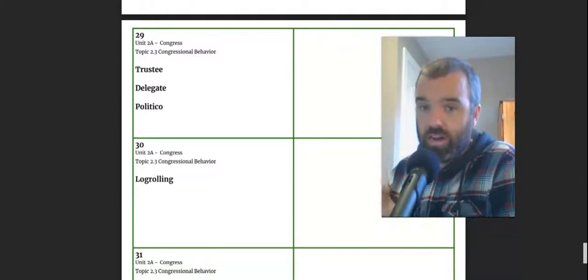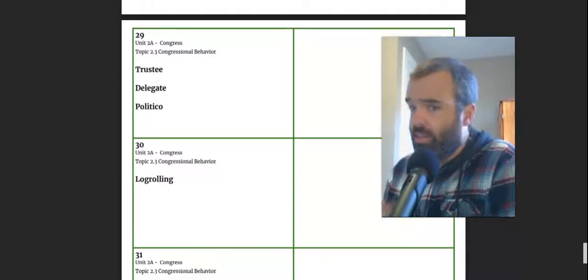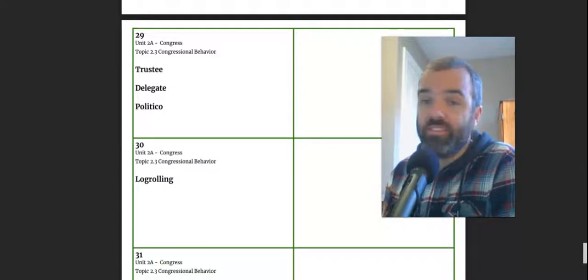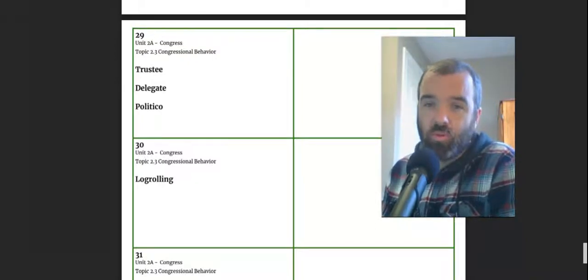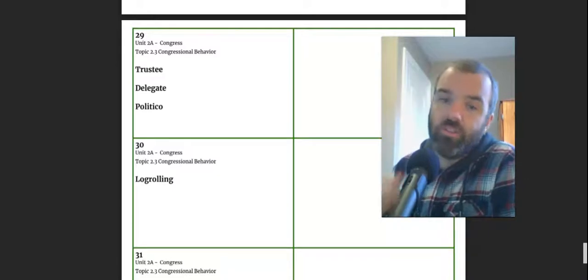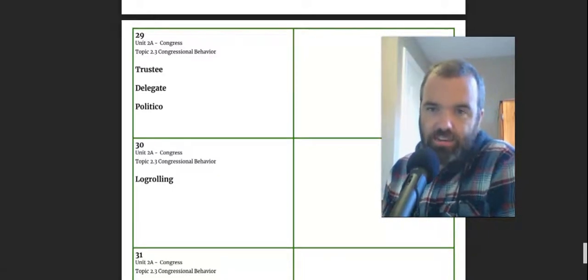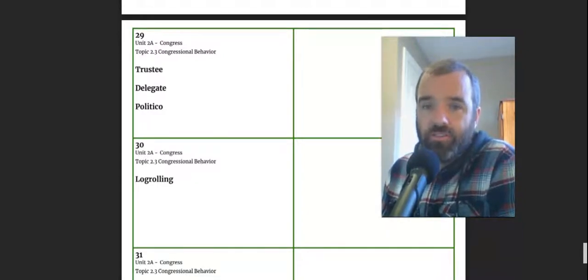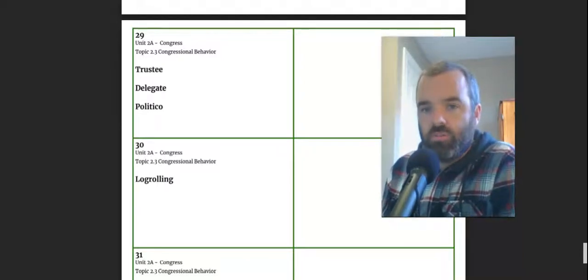A delegate says, no, I'm going to just do what my constituents want. I'm going to conduct polls, call them, listen to them, read their mail, and if this is what they want me to do, I'll vote on this issue in this way. But really, most congressmen and women are politicos, in which, depending on the political situation, they may choose to vote one way or another. They'll act as a trustee or a delegate in different circumstances, depending on what the political needs are of themselves for re-election or party support, and so forth.